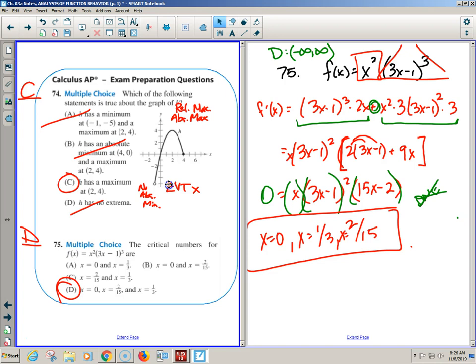Let a function exist at x equals c, and if f prime of c, the zeros, or DNE, the undefined points, of the derivative, those ones are the critical numbers. I slaughtered it, but that's the idea.